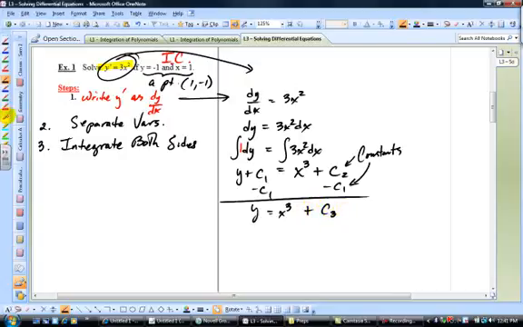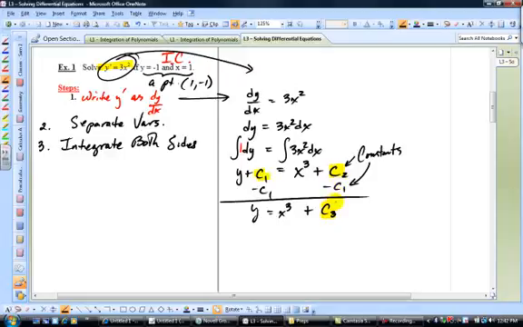In the future, you're not going to see me put constants on both sides. You're going to see me put a single constant on the right, because whenever we gather constants, they form another constant. So in the future I'll just write y equals x cubed plus some c value. I'm not going to even put c3, I'm just going to write a c for my constant. But I want you to see how it's generated here. Both integrals produce a constant, but when you gather them, you get a single constant, because a constant minus a constant is just a constant.